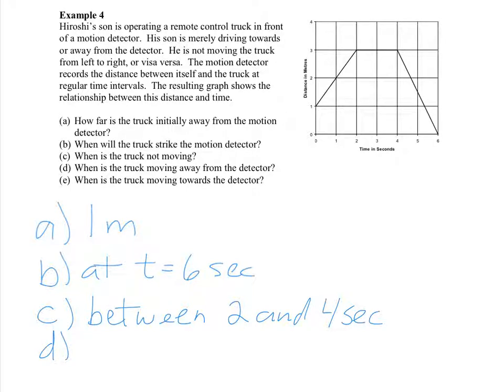D, when is the truck moving away from the detector? If it's moving away from the detector, then the distance will be increasing, so the graph will be going up. The graph goes up here from 0 to 2 seconds. We just said that the truck's not moving between 2 and 4, and after 4, it's decreasing. So this is what we're looking for, because the distance between the two objects is increasing during this period, so the truck must be moving away from the detector.